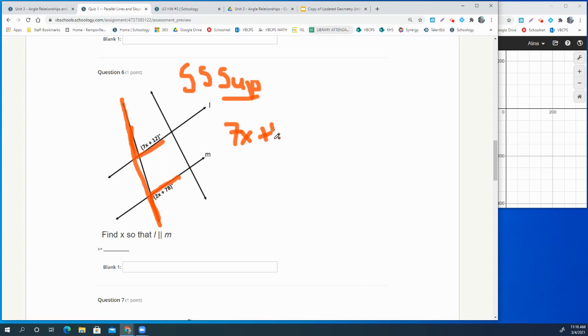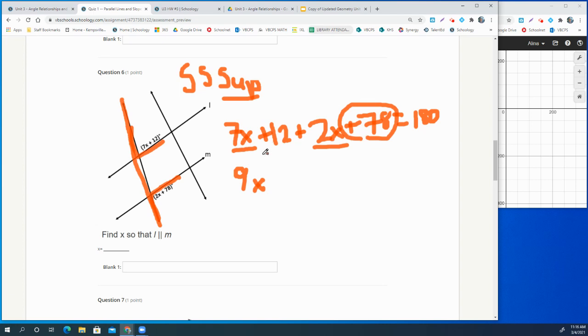7x plus 12 plus 2x plus 78 equals 180. So I combine my like terms. They're both on the same side of that equal sign, so I get 9x. And then 78 plus 12. 78 plus 12 is 90. Equals 180. Subtract 90, divide by 9, and x equals what?